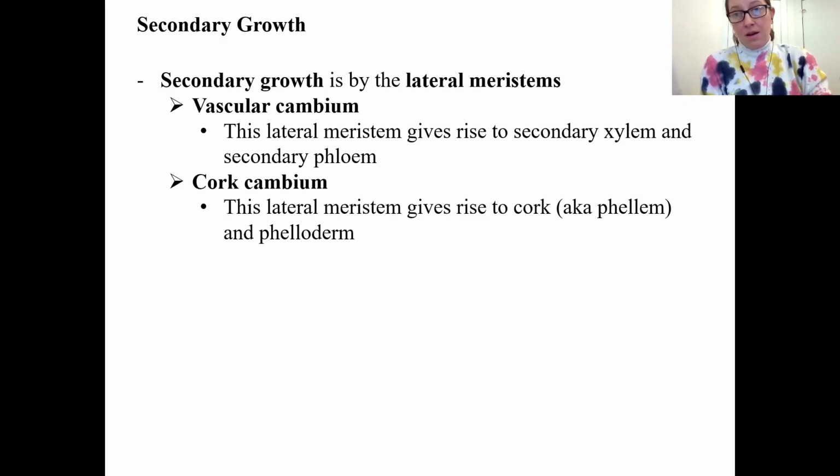Vascular cambium, and again, this is a lot of new terms today, but we're going to come across these terms many, many times as we go forward. So don't get overwhelmed. Vascular cambium makes secondary xylem and secondary phloem, which we will talk about. Cork cambium makes cork, also known as phellem, and phelloderm, which we will talk about.